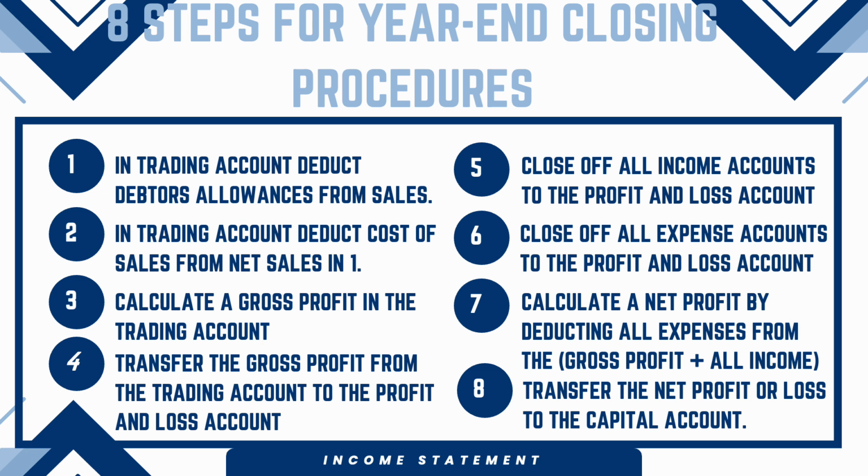In step 5, we will close off all our income accounts to the profit and loss account. In step 6, we will close off all our expenses to the profit and loss account. And then in step 7, we will calculate a net profit by deducting all of our expense accounts from our gross profit added to all of our income accounts. This will then give us a net profit. In step 8, we transfer the net profit or loss to the capital account.